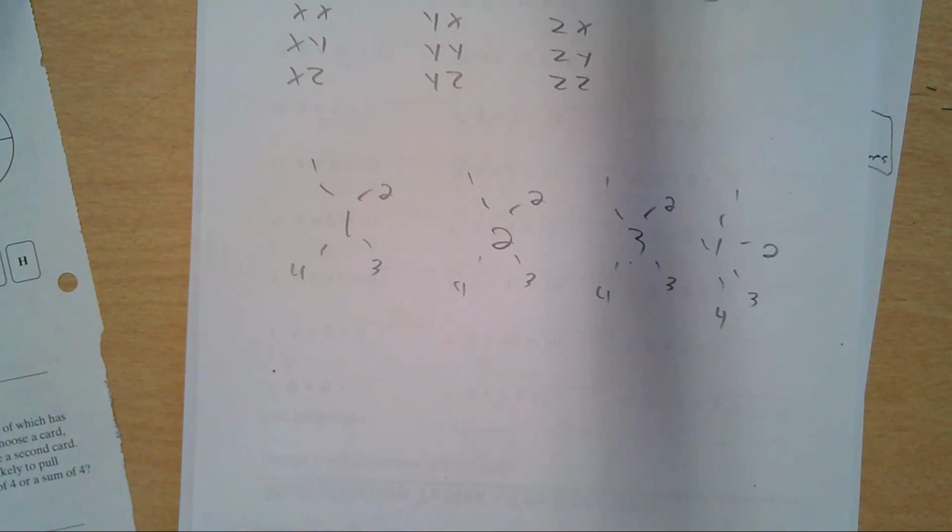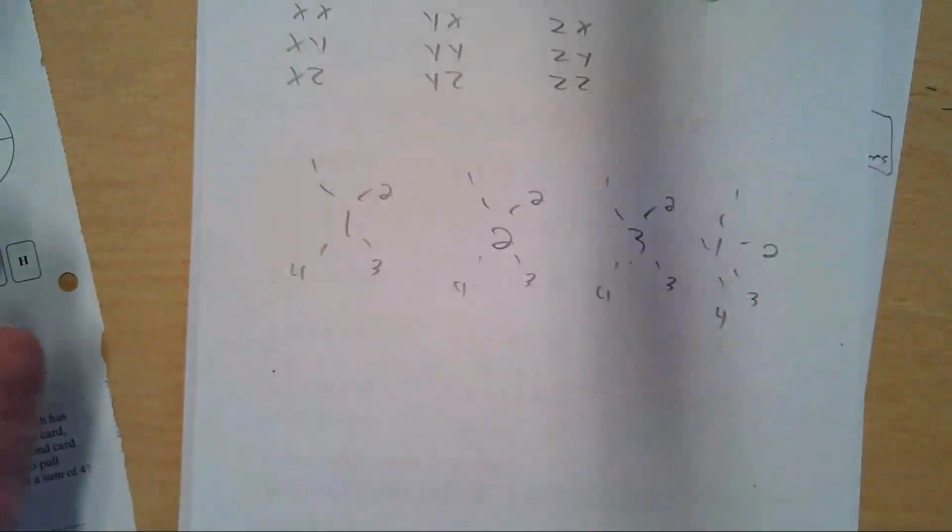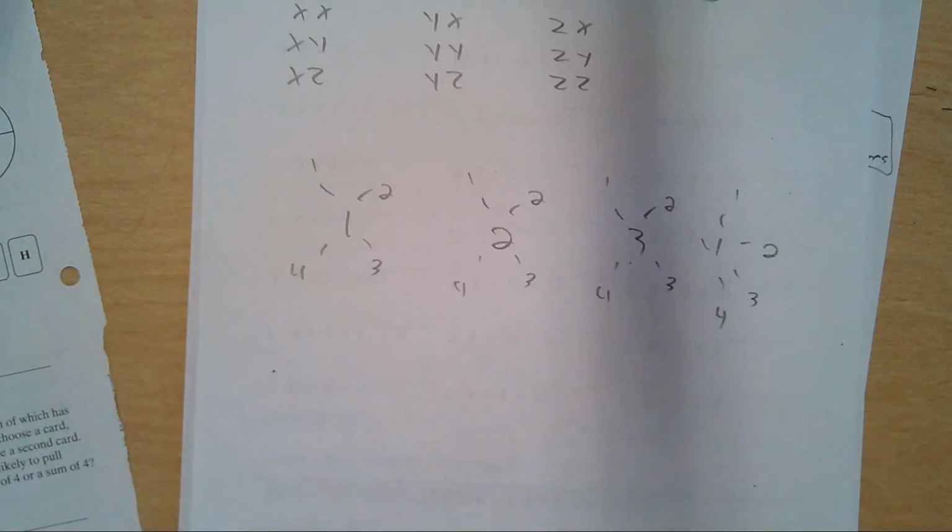What does a product of 4 mean? Something times something equals 4. Nora, what does a product of 4 mean? Something times something equals 4. Right, so of all 16 of these, which of them, what times what equals 4?